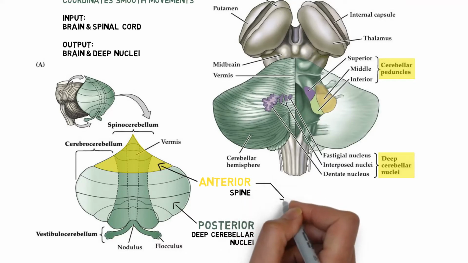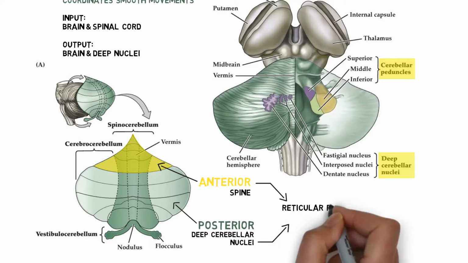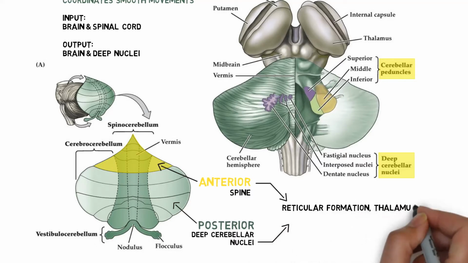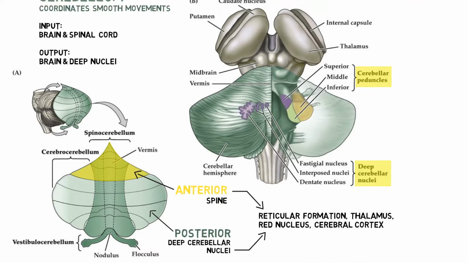Output from the hemispheres is to the reticular formation, thalamus, red nucleus, and cerebral cortex. Some fibers go from the posterior hemisphere to the fastigial nucleus and then to the vestibular nucleus in the brainstem.